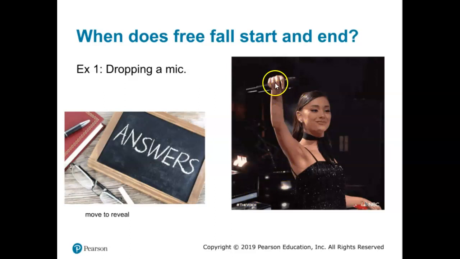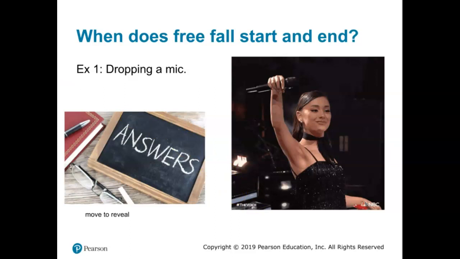Right now the mic is in her hand, so that is not free fall, because her hand is applying a force to the mic. When would the mic be in free fall? When she lets go of it. As soon as her hand is no longer touching the microphone, that is free fall. And that free fall is going to continue all the way until it interacts with something like the ground. When it hits the ground, the free fall stops.